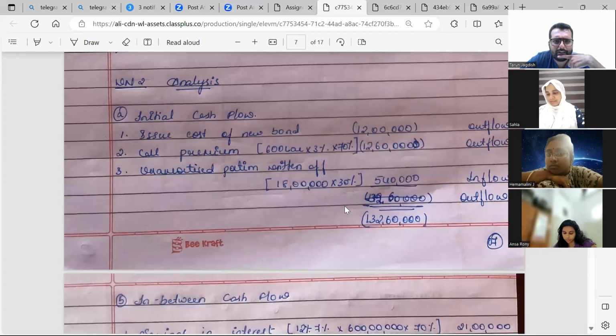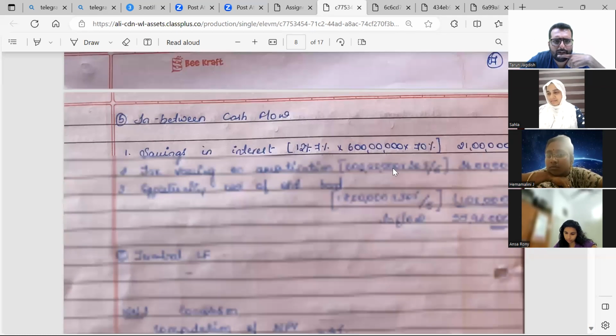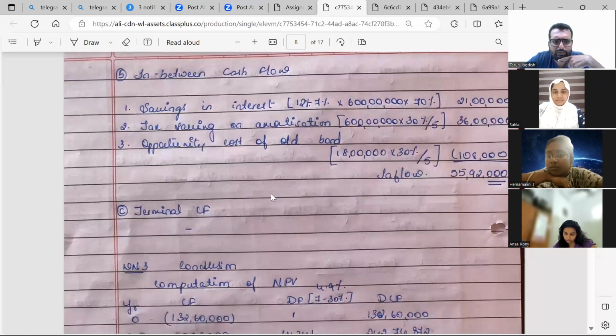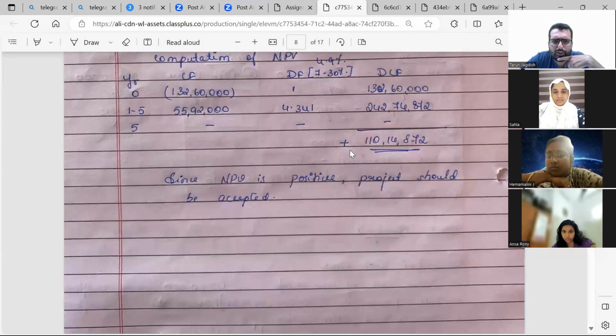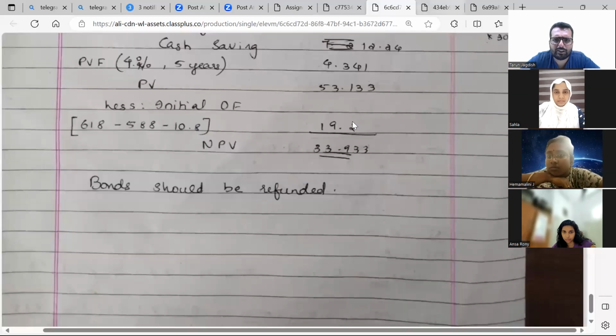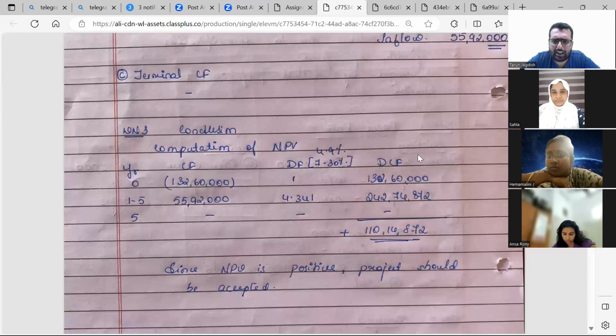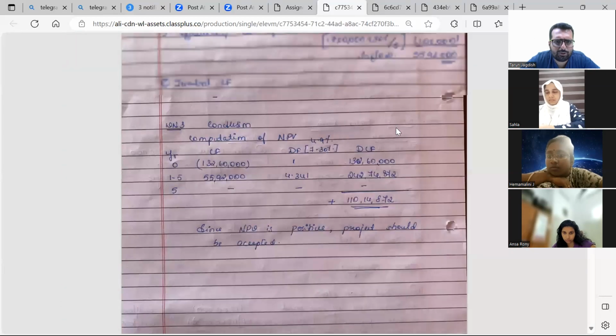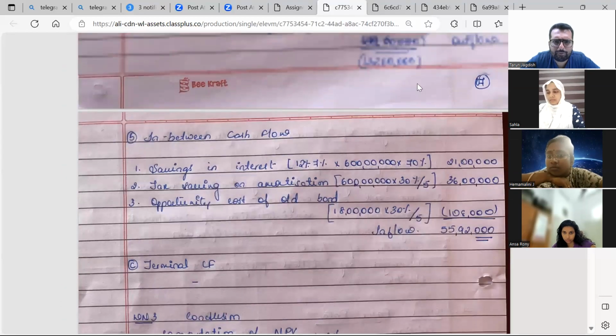Analysis, you get 132 lakh 60. Outflow, inflow. Very good. In between cash flow, you get 55. Terminal cash flow. You get NPV of 110 lakhs. Bhavya, you've gone wrong somewhere. Okay, please cross-check that part. NPV is 33 lakhs. Presentation is good, but somewhere you have gone wrong.